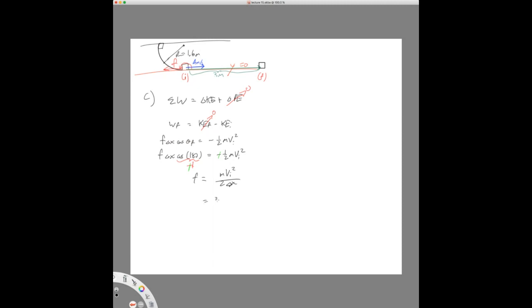And that will be 3 times 4 squared over 2 times 3. And to save ourselves getting the calculator out, the 3's cancel. 4 squared is 16 divided by 2 gives us just 8. And 8 watts? It would be 8 newtons.